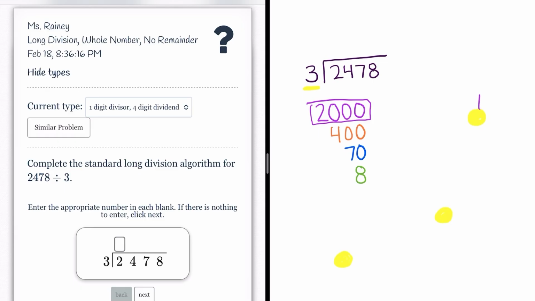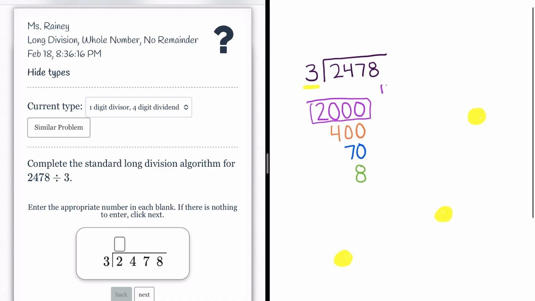Next, we're going to look at our 2,000. The problem with 2,000 is, as a 1,000, I can't split it between all 3 groups because there's only 2 of them. However, I know that every 1,000 has 10 100s in it, which means that 2,000 has 20 100s. I already have 4 100s in 400. So when I add the 20 from my 2,000, I now have 24 100s in total.